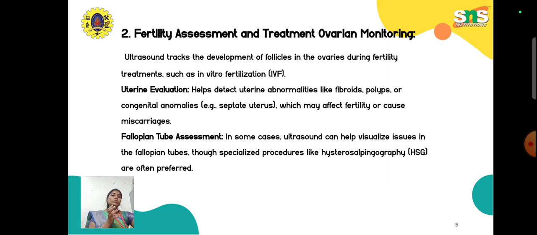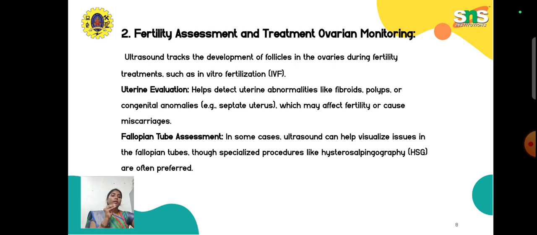Here it helps to detect uterine abnormalities like fibroids, polyps, or congenital anomalies. If any of these abnormalities are present in the uterus, they will affect fertility and may lead to miscarriages. So ultrasound plays a very big role in the evaluation of the uterus, to diagnose whether any abnormalities are present or not.